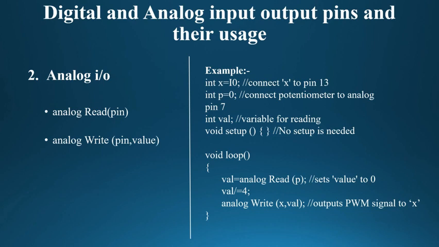So next one is analogWrite. It takes two parameters. As usual, we can pass x and val. By this, the 10th pin will be set with the value which is read by analogRead. So this value will be displayed in the monitor.